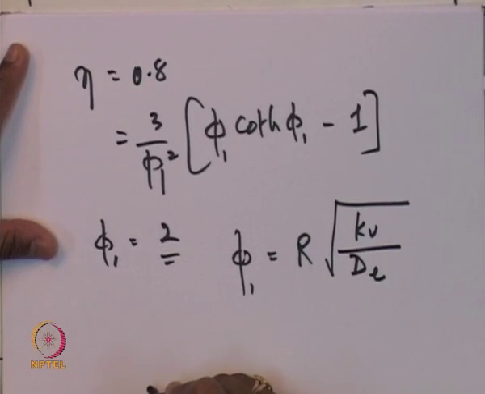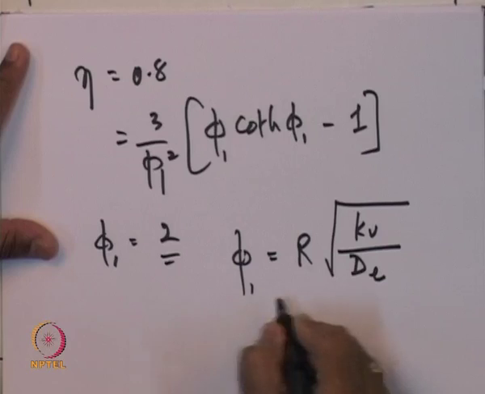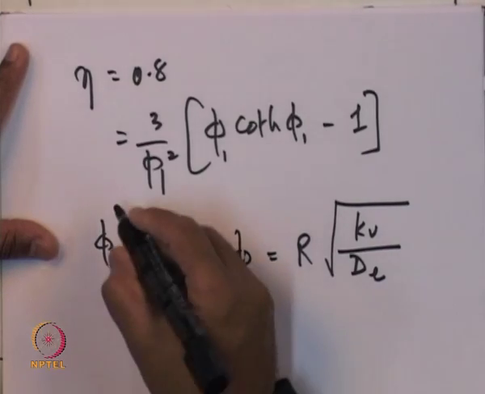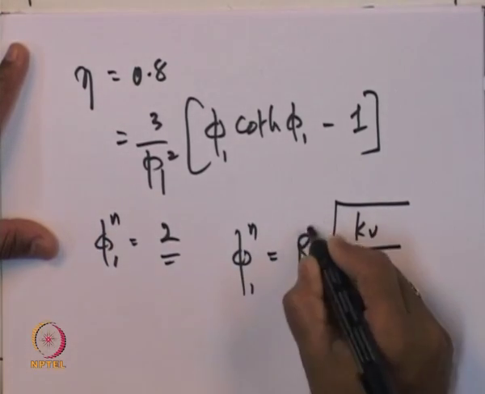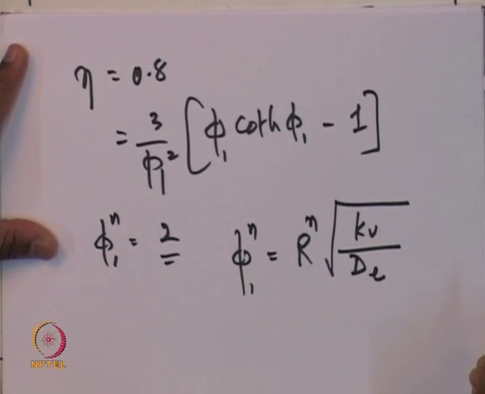What is that I don't know in this? Of course, this is a new value of phi 1. Okay, earlier it was 6. So I say phi n new value. Okay. So I'll have a new R.